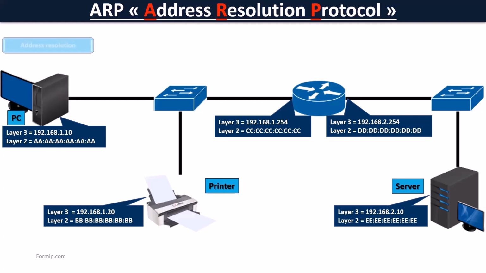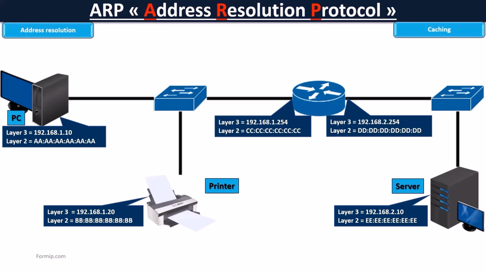ARP provides two services. It allows you to do address resolution, that is, it maps IP addresses to corresponding MAC addresses. And it stores locally the MAC addresses that are learned by this protocol. To find a MAC address, ARP sends a broadcast message to all devices in the same network.